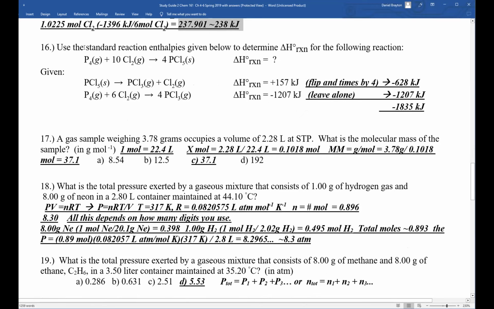16, use the standard enthalpies to determine the heat of the reaction. So this is another Hess's law one, but we only have 2 equations. It's saying we want the reaction to look like this. That's our summary or total.